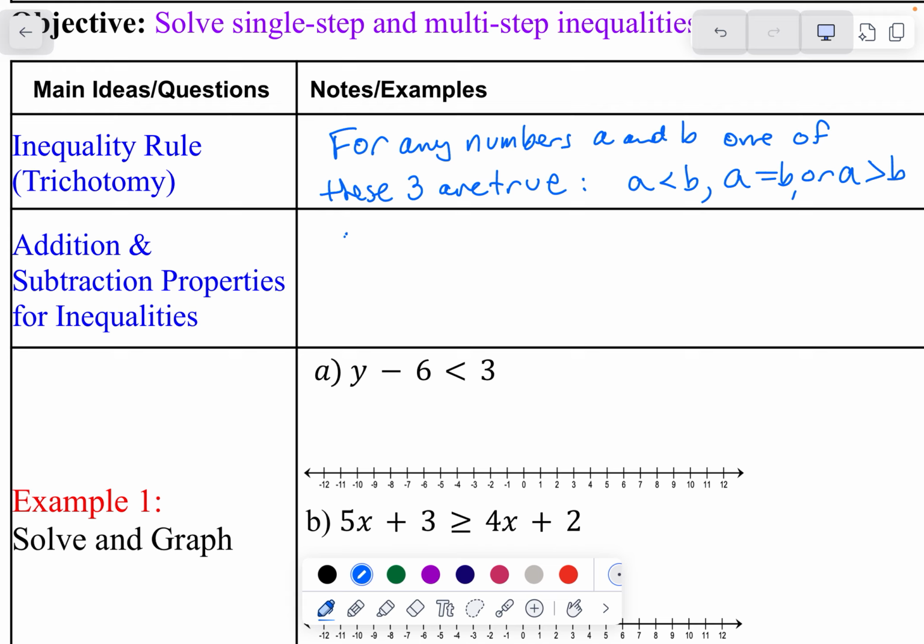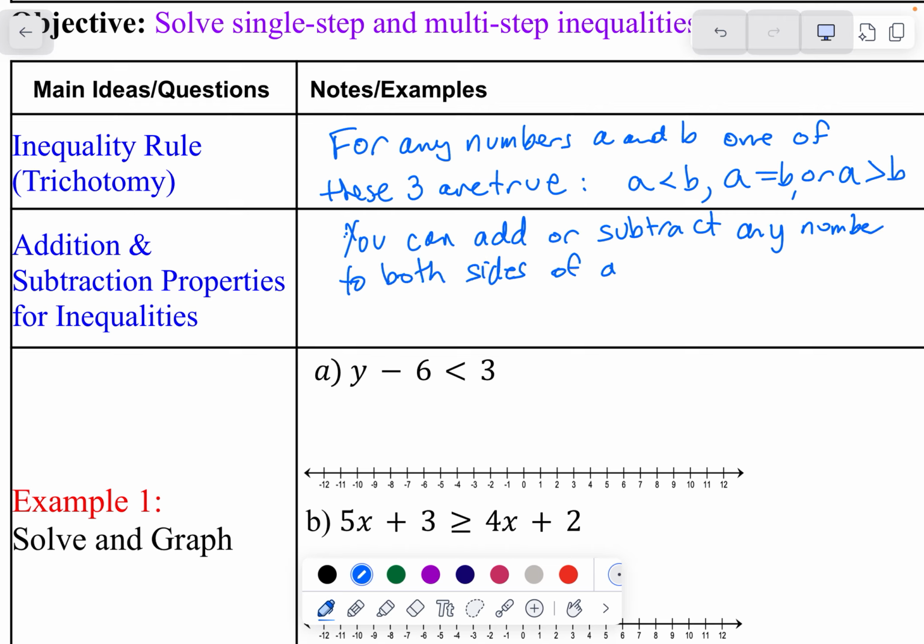Now, addition and subtraction properties for inequalities is a very basic thing. You can add or subtract any number to both sides of an inequality, and it will still be true.